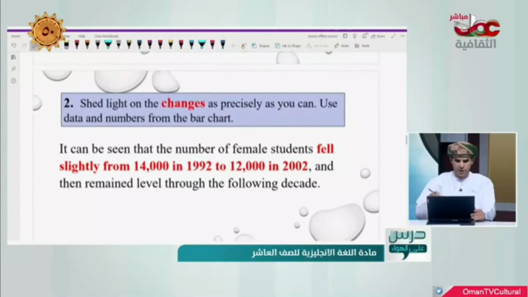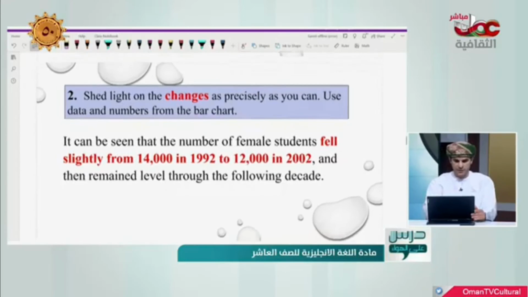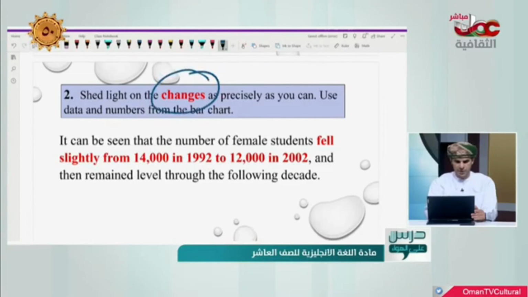Step 2, shed light on the changes as precisely as you can. Use data and numbers from the bar chart, of course. So, it can be seen, look at the changes here. It can be seen the number of female students fell slightly from 14,000 in 1992 to 12,000 in 2002, and then remained level. So this is a change.